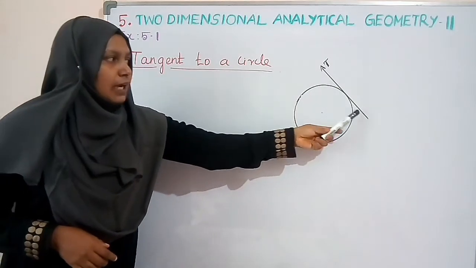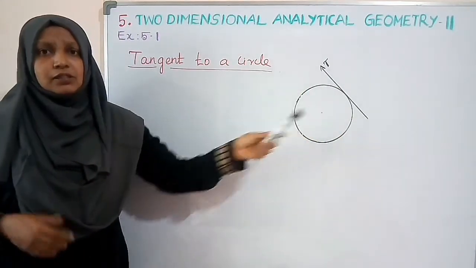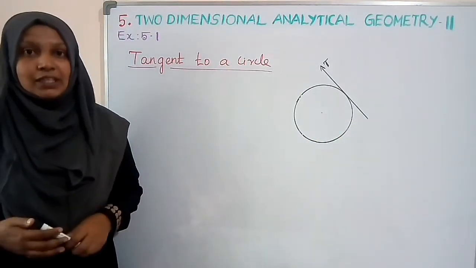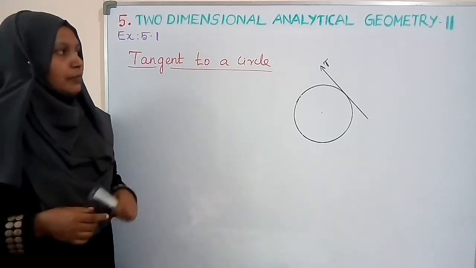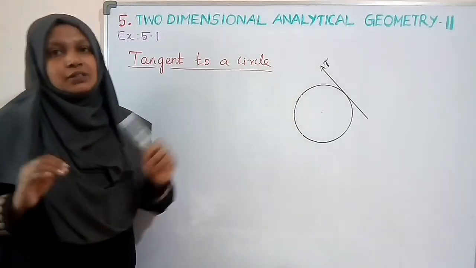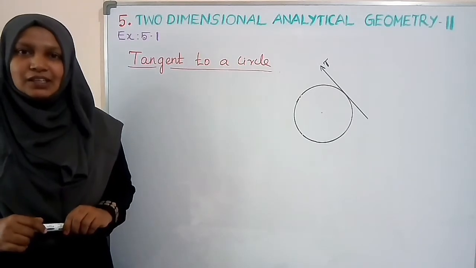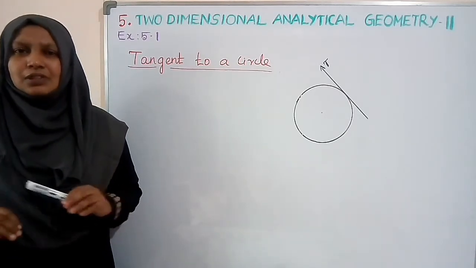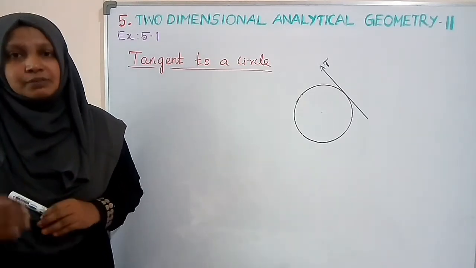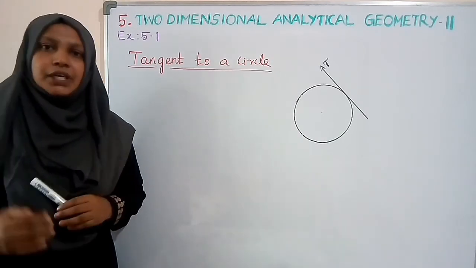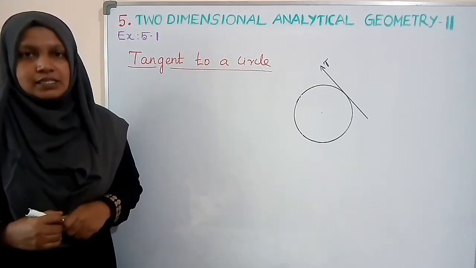See this diagram, I draw a tangent to the circle. Already you know well about the tangents. So now we are going to find the equation of this tangent. For this, no need to learn any new formula. From the equation of circle itself we can write the equation of tangent.